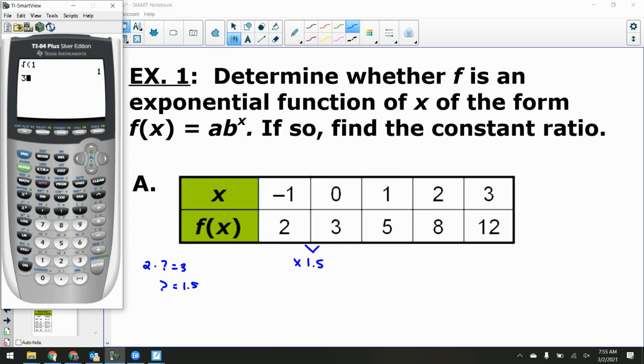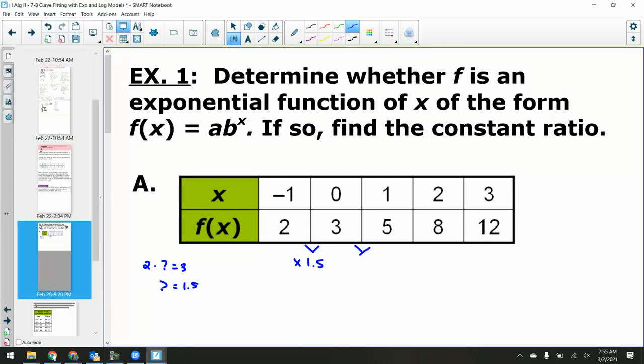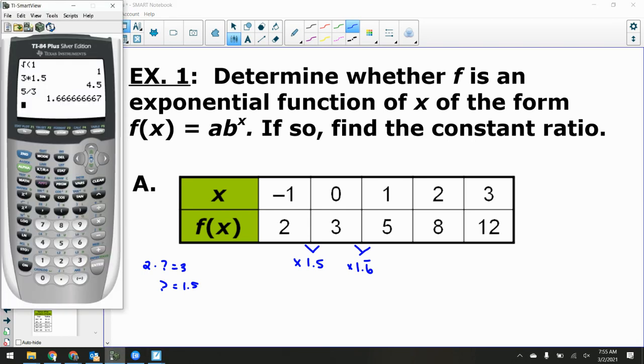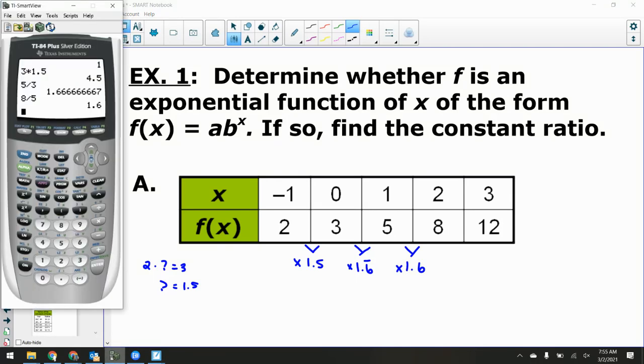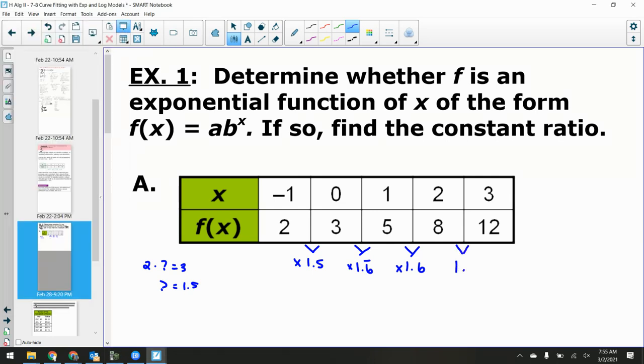I would take 3 times 1.5. No, that's not true. If I take 5 divided by 3, actually, this would be multiplying by 1.6 repeating. If I took 8 divided by 5, this would be 1.6. If I took 12 divided by 8, that would be 1.5. So do I have a constant ratio? No. I know that this is not exponential.